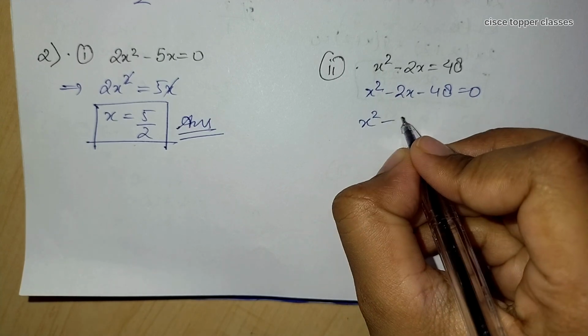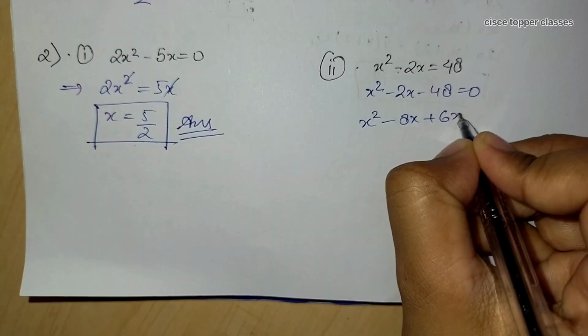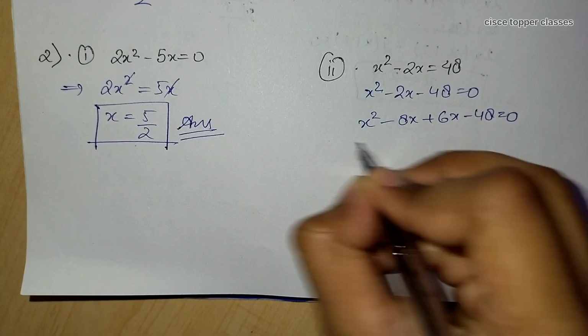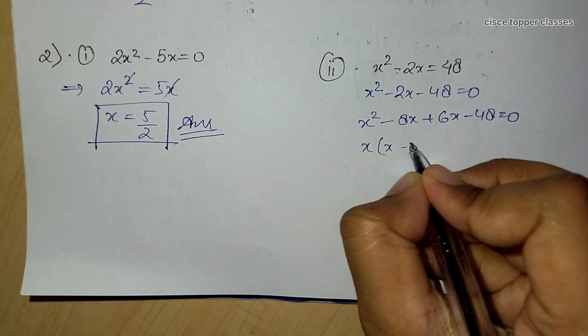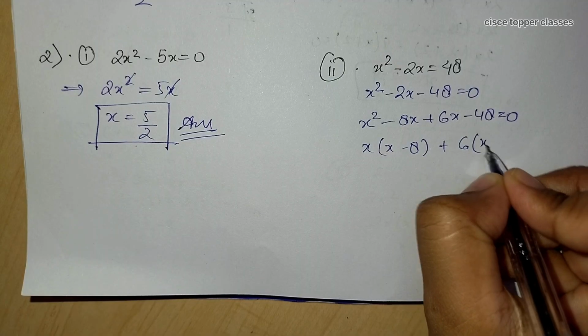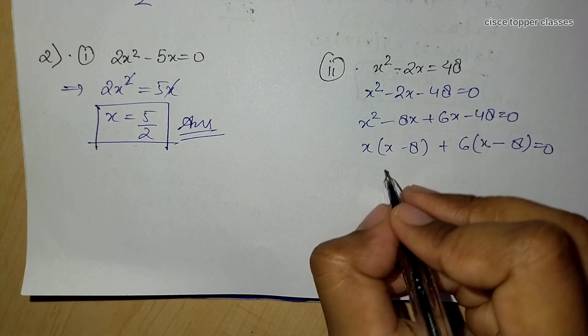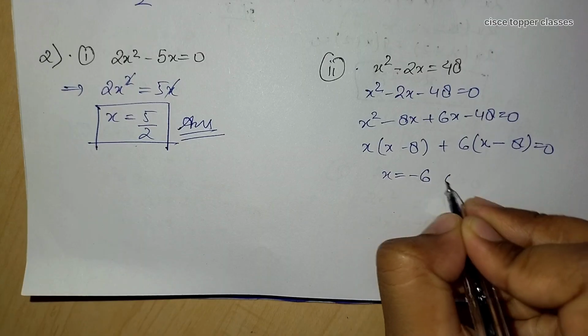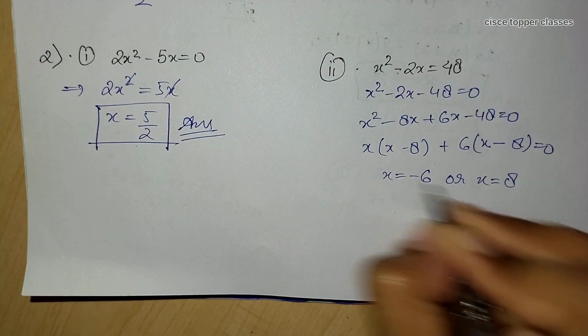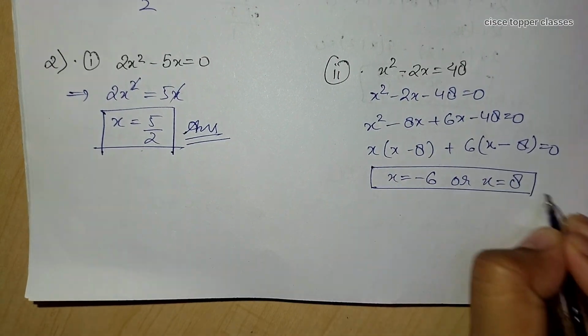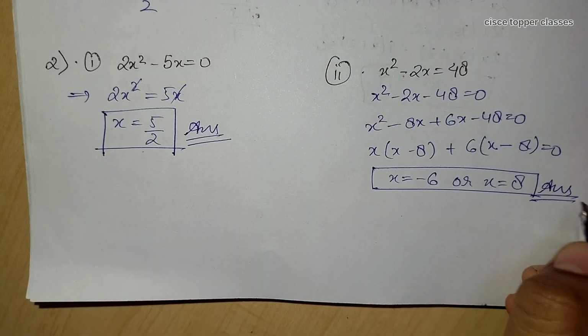So simply we can write it as x square minus 8x plus 6x minus 48 equal to 0. x is common, so x minus 8, and 6 is common, so x minus 8. Simply we will get x as minus 6 or x is equal to 8 as the final answer in this question.